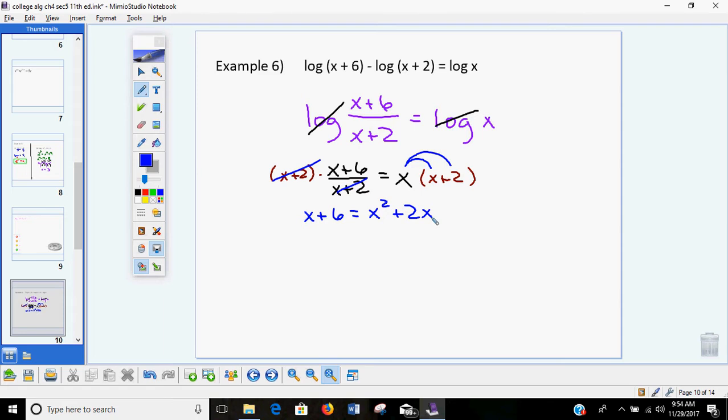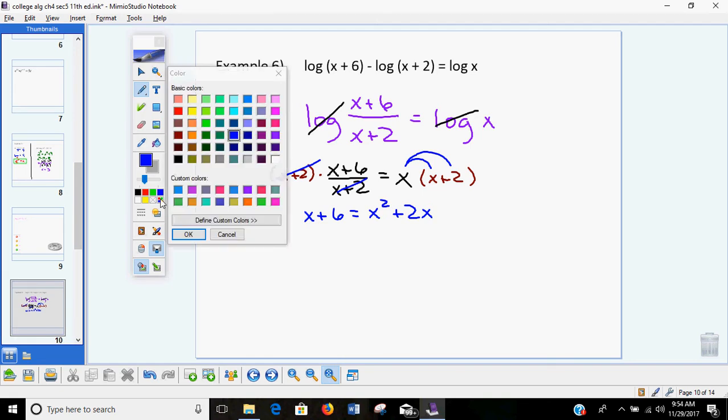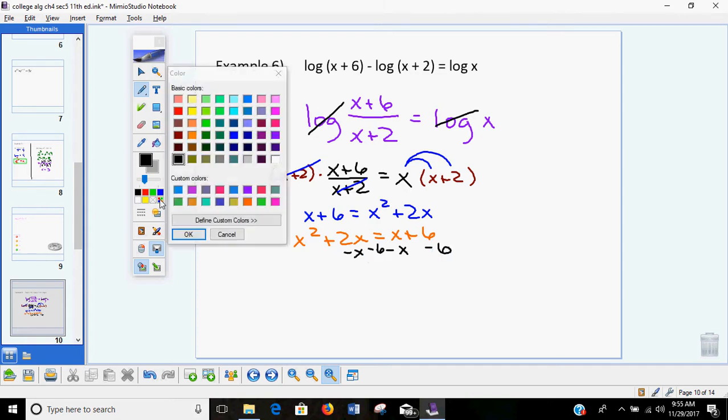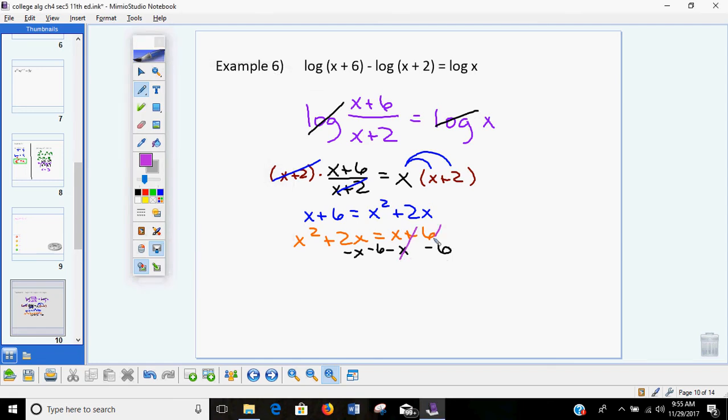Now, because I have an x squared, I know I have two possible answers. So I want to get everything on one side, and I want to factor this. So I'm going to turn it around, make it x squared + 2x equals x + 6. And I want to get everything on one side. I'm going to subtract my x. I'm also going to subtract my 6 so that I have everything moved to the left. So that's going to give me x squared, then 2x minus x is a positive 1x.